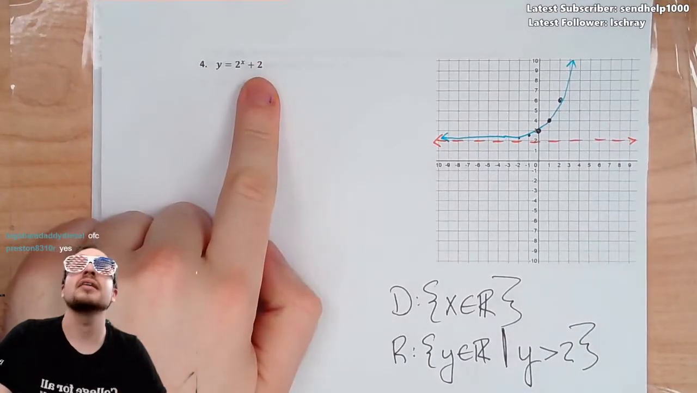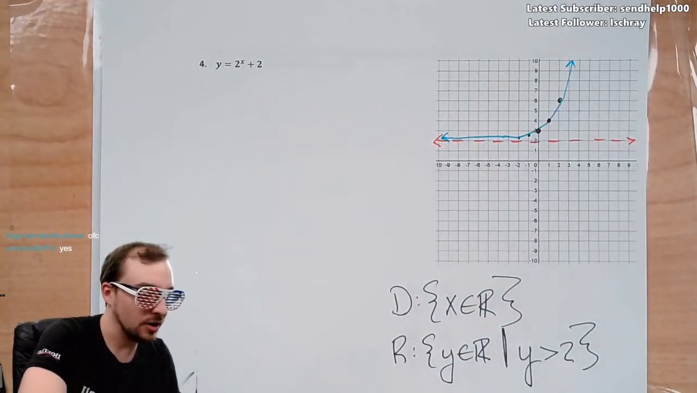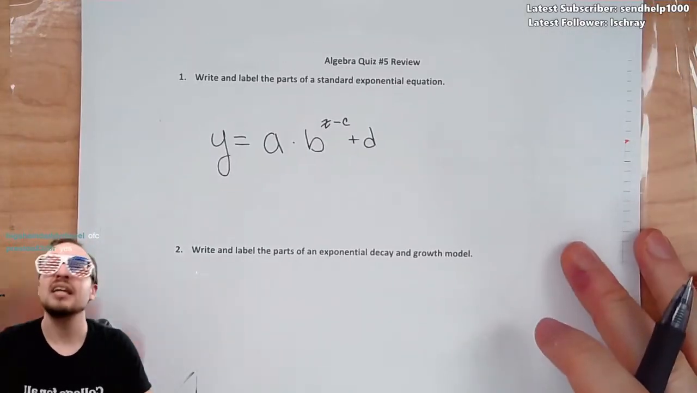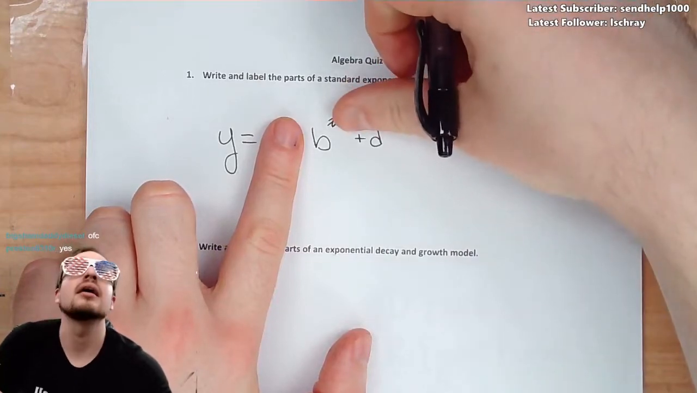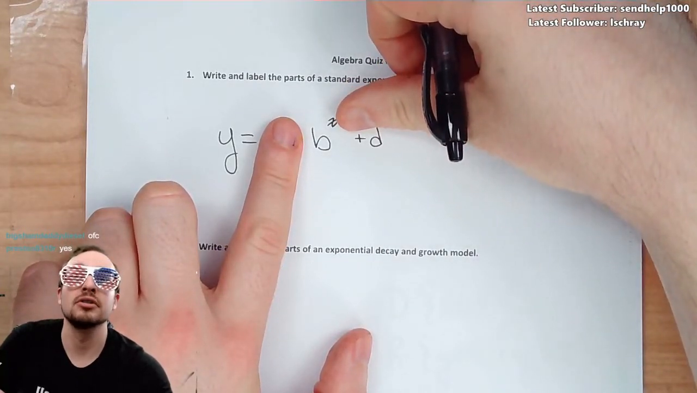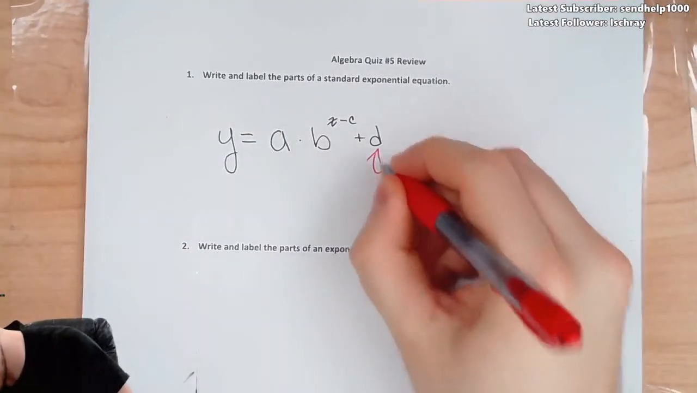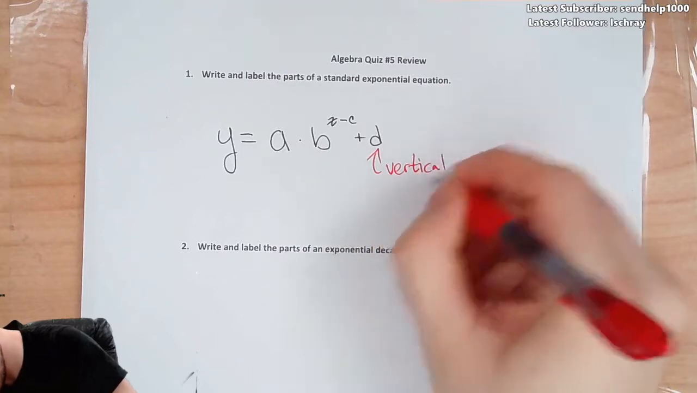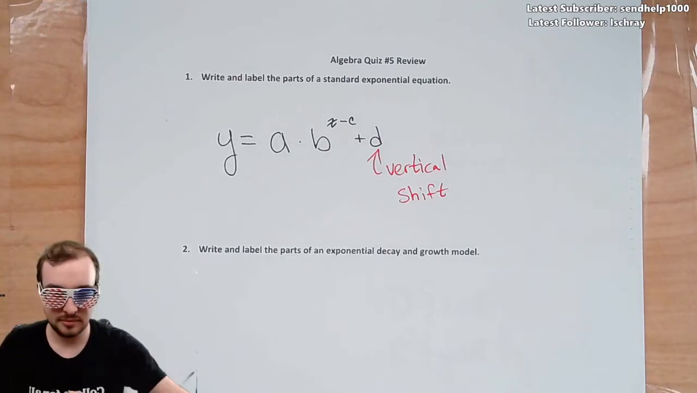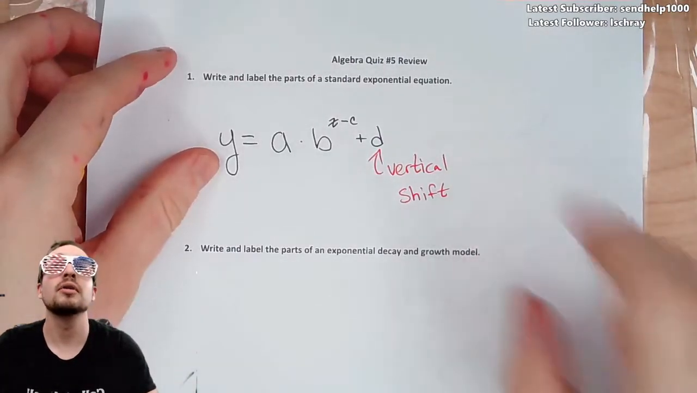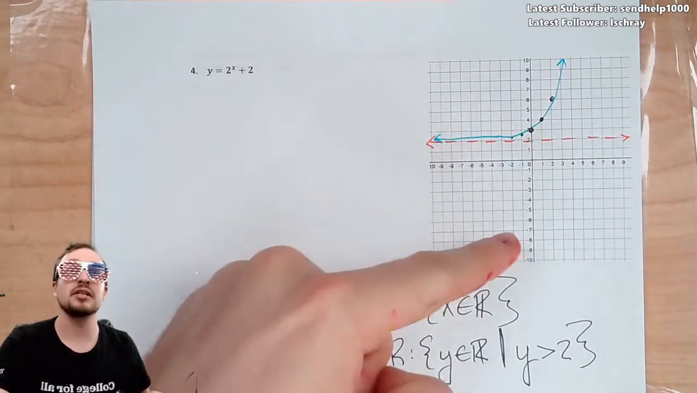All right, so the number on the outside here shifts it up and down. We call that the vertical shift. Here's our formula. We have some number being taken to the x power. Don't worry about the c. The d, what does the d do? It goes up and down. It's a vertical shift. You cool with that? So it moves everything up 2. If that was a -2, it would move everything down 2.